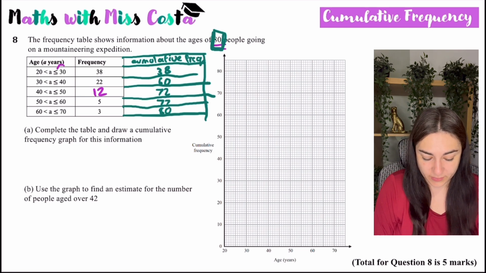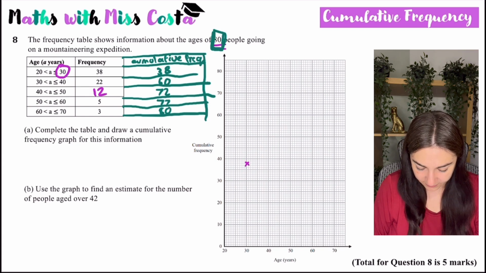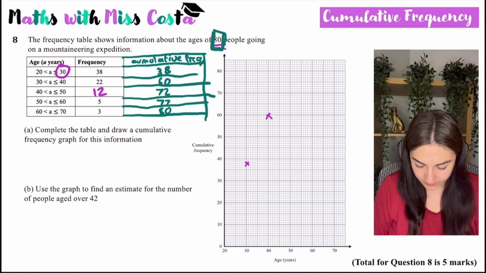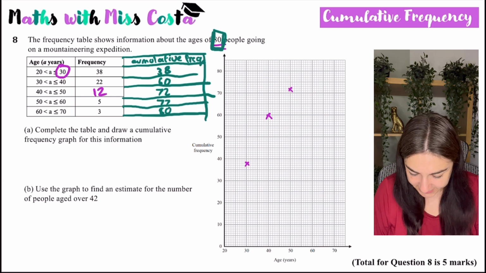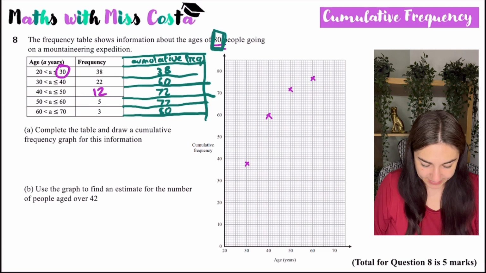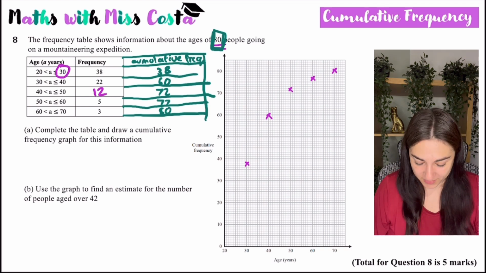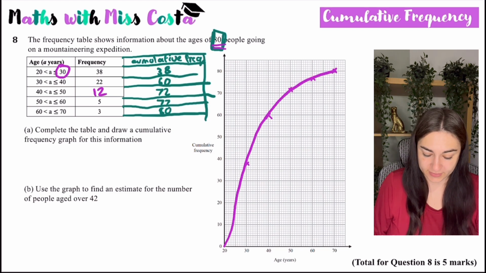When I'm drawing a cumulative frequency graph, you always plot against the last value. So my first point is going to be 30 and 38, so over here, then 40 and 60, then 50 and 72, then 60 and 77, so 5, 6, 7, and then 70 and 80. So this is a bit of a strange cumulative frequency, but I just go with it. So we start from 20 and then we just join our dots together.